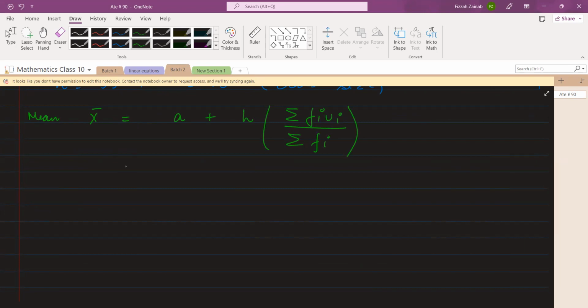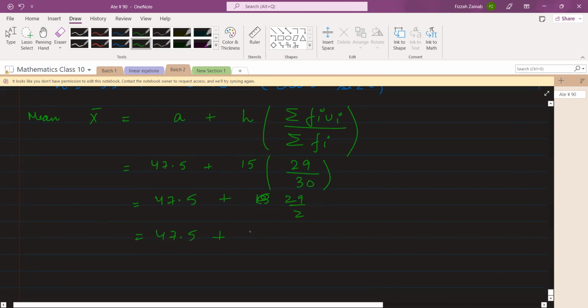Yes, ma'am. Okay. So a we have assumed, which was 47.5. h is your 15, which is your class size. And this is 29 and this is 30. And then calculate. So 47.5 plus 29 by 2, 15 into 2 is 30. So 47.5 plus 2 into 4, 14.5, and that is again 62. So any method you use, your mean will be 62.